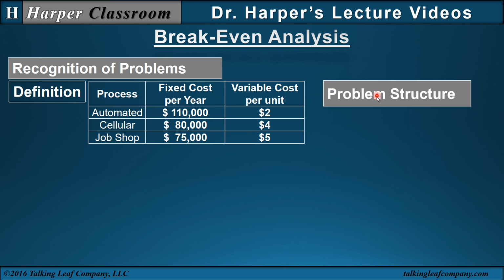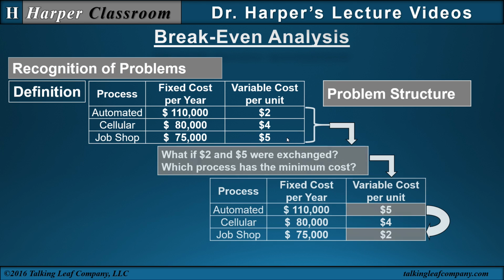The second type is problem structure. When the fixed cost decreases while the variable cost increases, that structure indicates a break-even analysis. For example, suppose the 2 and the 5 were exchanged. Then the fixed cost is always the job shop as a minimum. The variable cost, the job shop is always a minimum variable cost. So the job shop is always a minimum, and there is no break-even analysis.